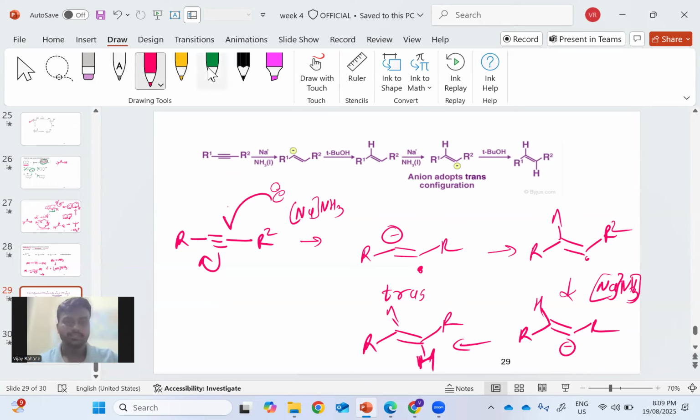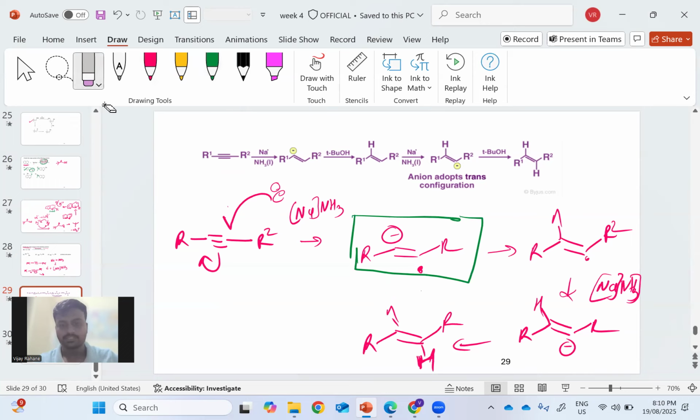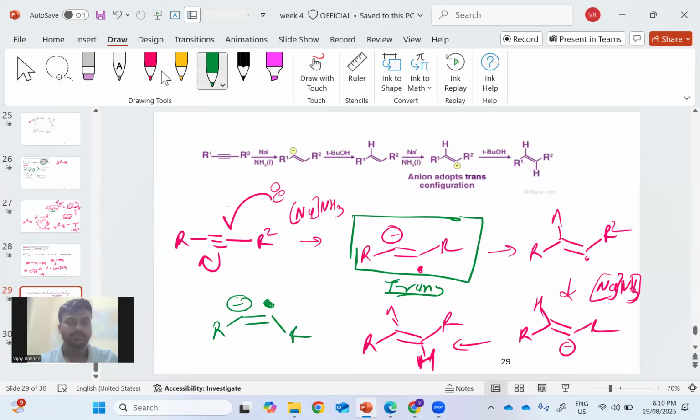So this transition state gives the trans product. Because of the steric repulsion, if you draw the cis, what will it be? It will be a negative charge here and a radical here. So that doesn't get preferred. There will be a steric repulsion, right? That's why this trans is more preferred.